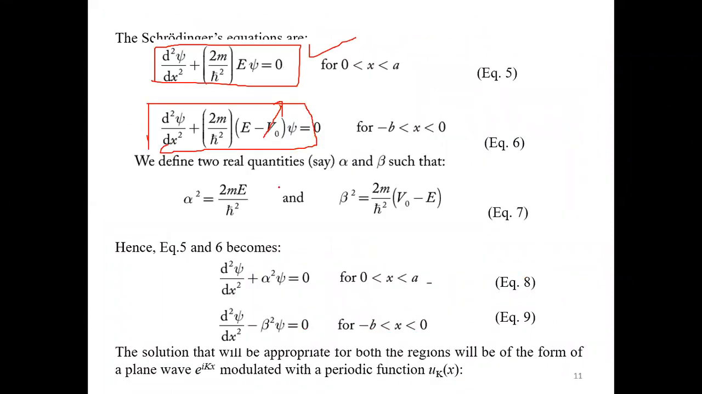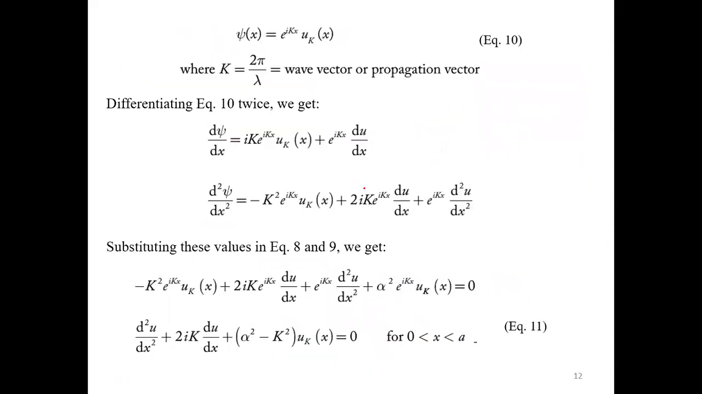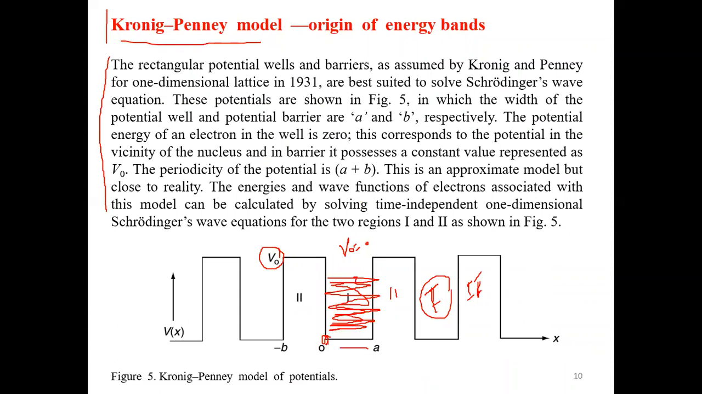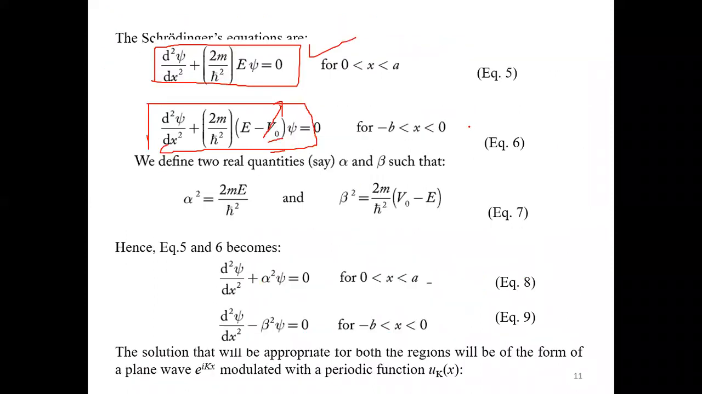And in region 2, electric potential is not zero. Region 2 means when x lies between 0 and -3, from here to there. This is region 2, this is also region 2. So for region 2, our Schrodinger equation will be this one.